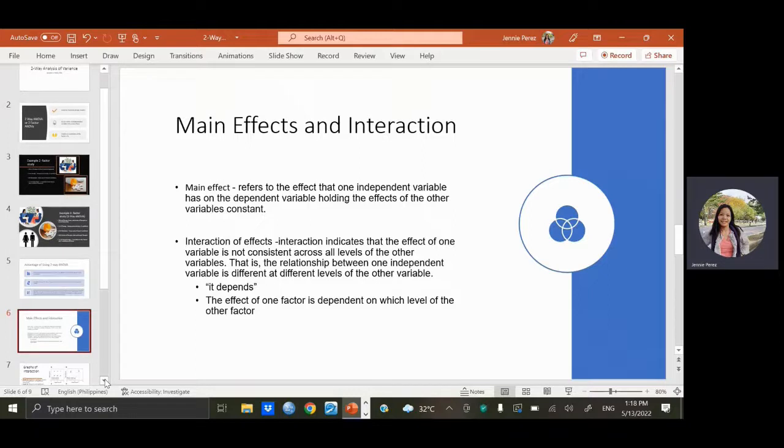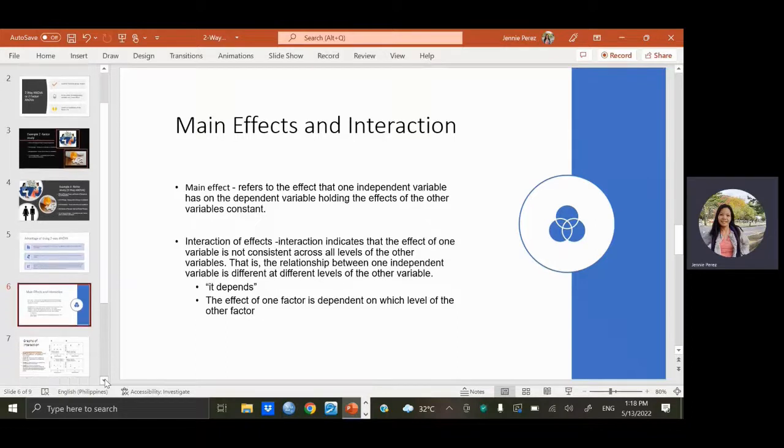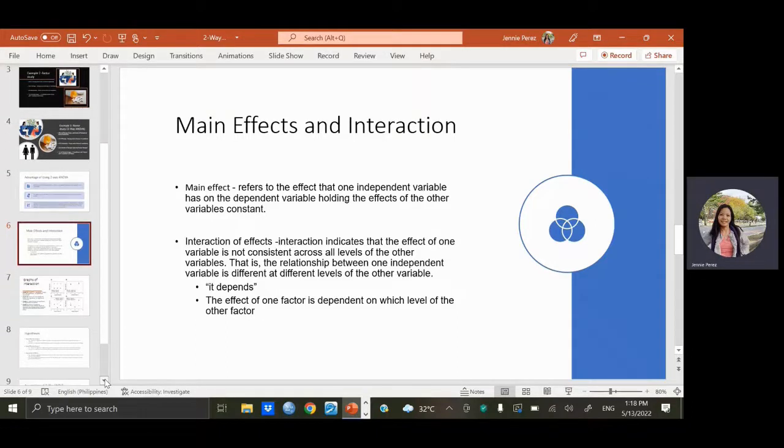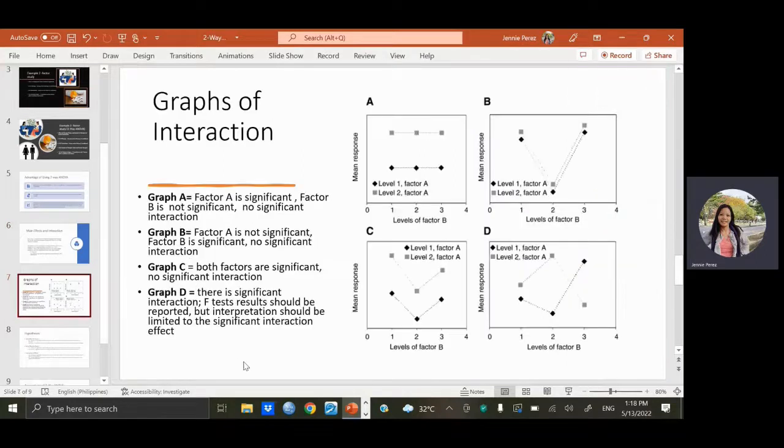Ito yung mga example ng interaction. Okay, so it depends. The effect of one factor depends on the effect of the other factor. Okay, so that is one benefit of using two-way ANOVA. We're able to see the interaction of effects.